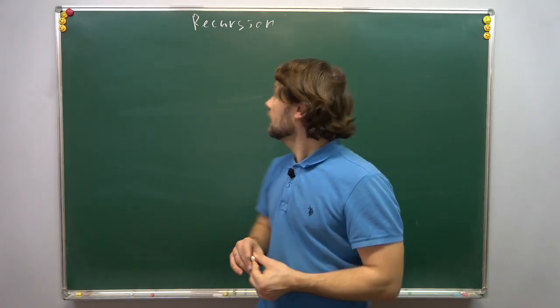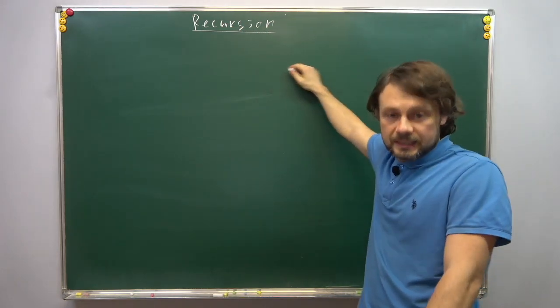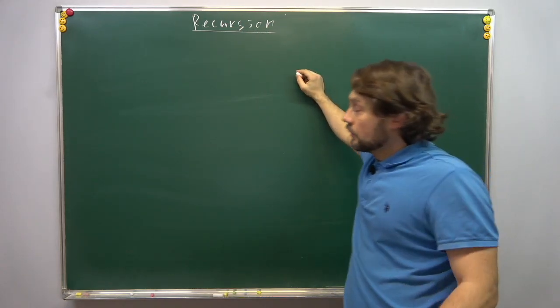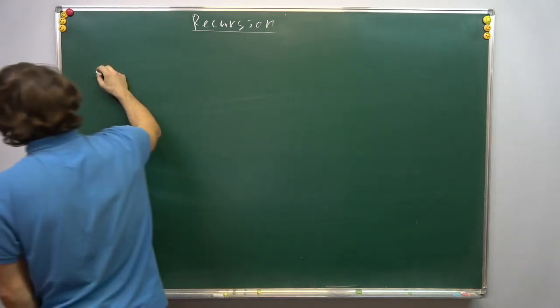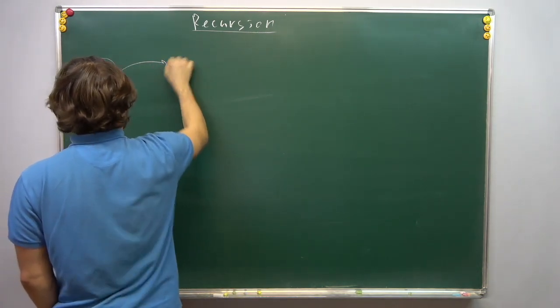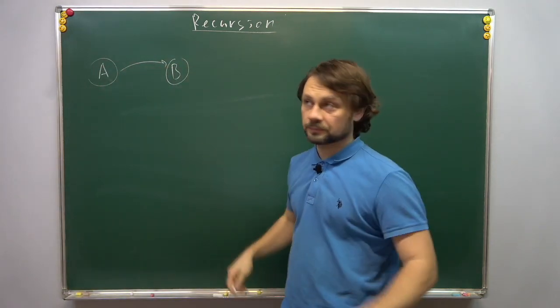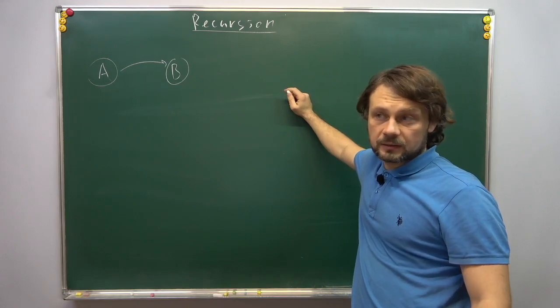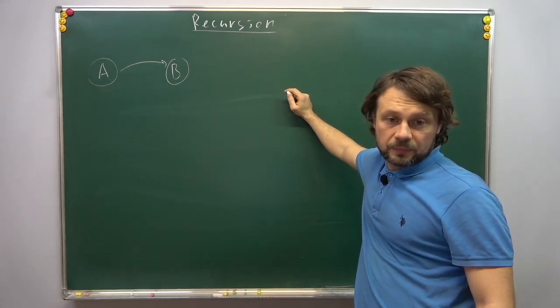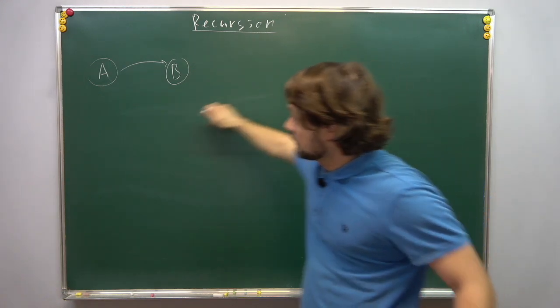So today our lesson is about recursion. What is it? You know that code can be organized with functions. For example, function A can call function B. I'm drawing this like a linked graph with functions as vertices of this graph.